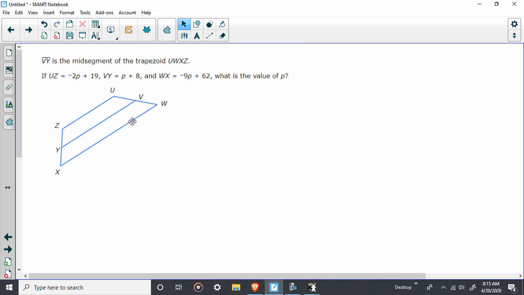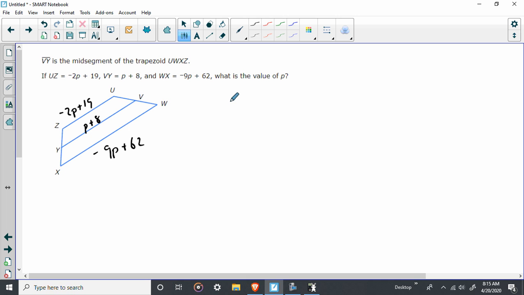So the UZ is negative 2p plus 19. VY is going to be p plus 8. And WX is going to be negative 9p plus 62. And they want you to solve for p. Okay, so let's go ahead and set it up.